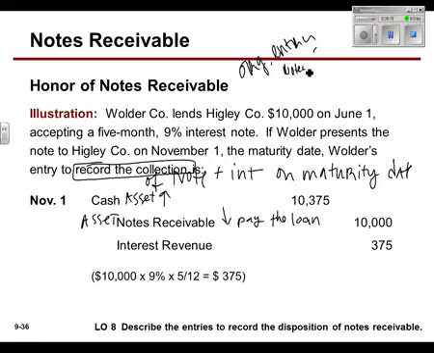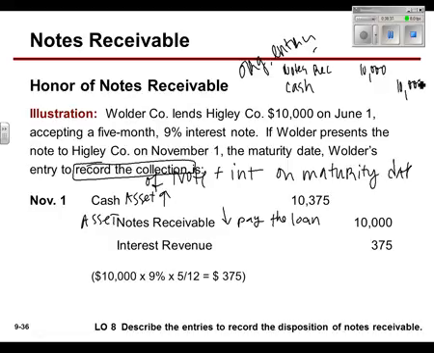Notes receivable, $10,000. But we're not settling an AR. So from our perspective, if we gave them $10,000, what would be our credit? Cash. The original entry was cash of 10 grand.